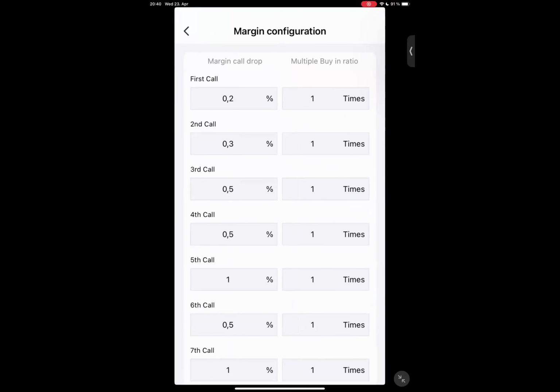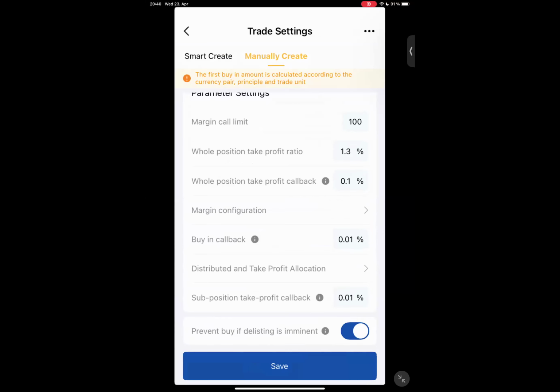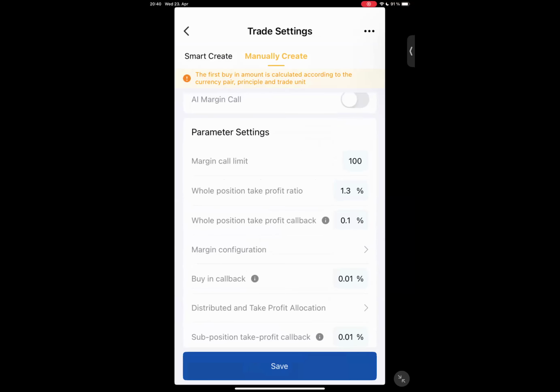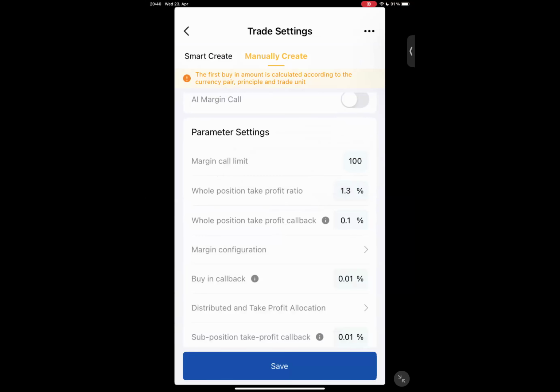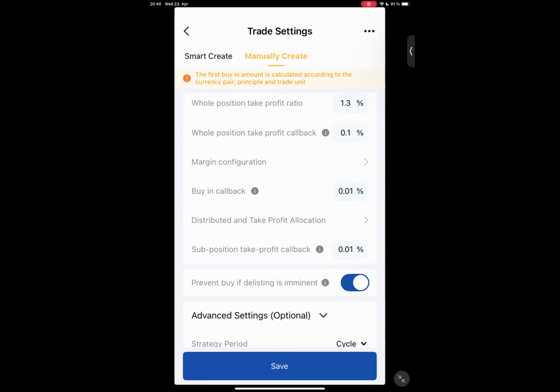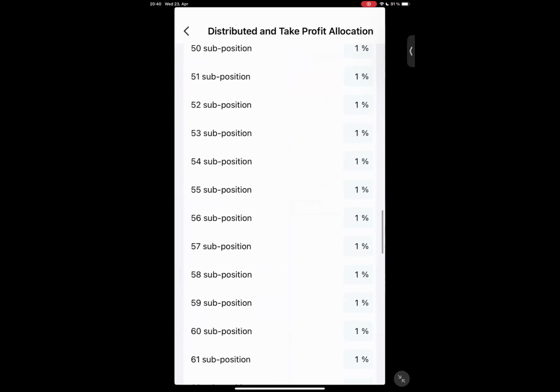Okay. First call, when it drops by 0.2, you should buy one times. One times of what? One times of your first buy in amount. Your first buy in amount is the amount that you want the robot to use to purchase for you. Okay. All right. What else? Yeah. Whole position take profit ratio. That is the percentage you want to take from the trade. That is for the zero to the fourth call. But if you have more than five margin calls, the percentage is here. So this is 111% throughout.